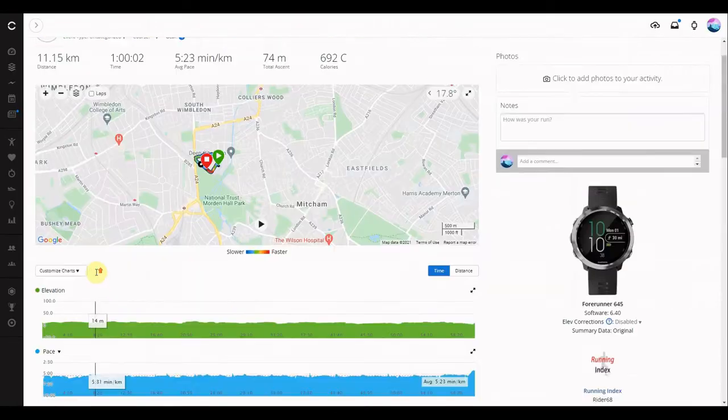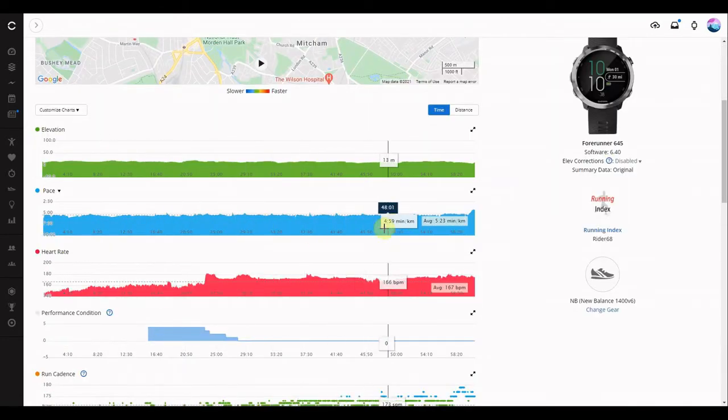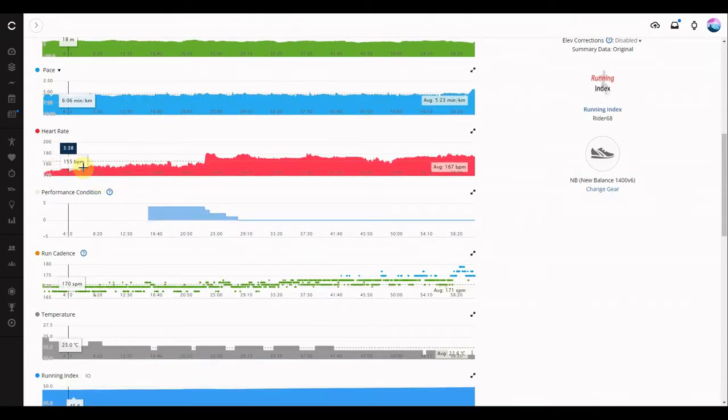So I'll give you an example of one of my runs. So a 1 hour run at more or less the same pace. And you can see that my heart rate increases slowly but surely over time.